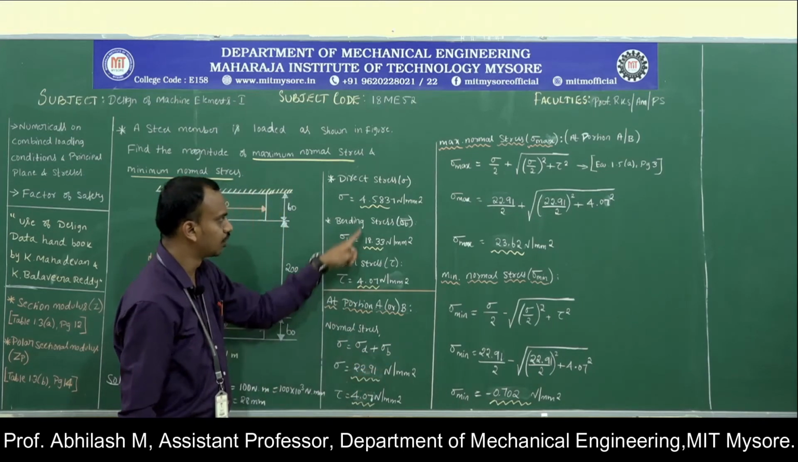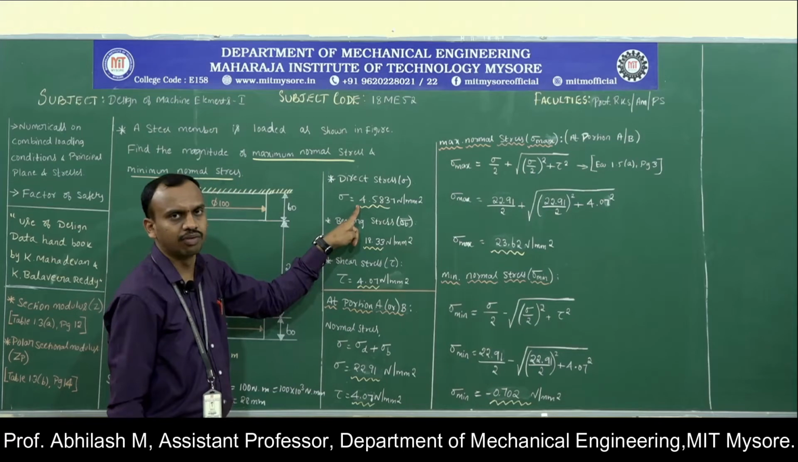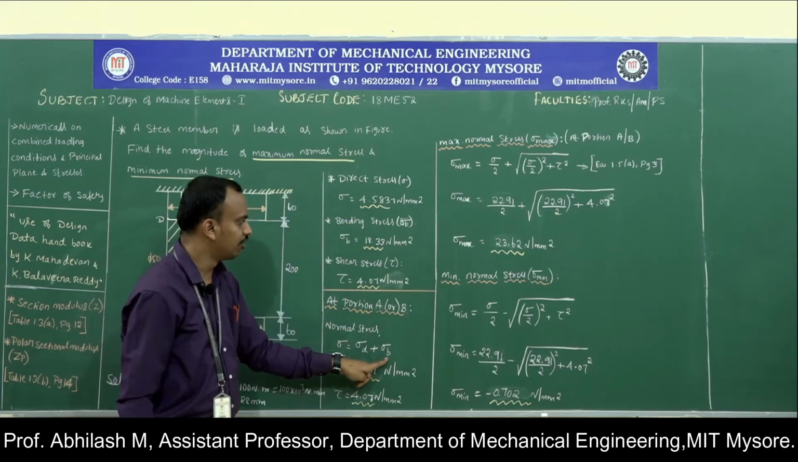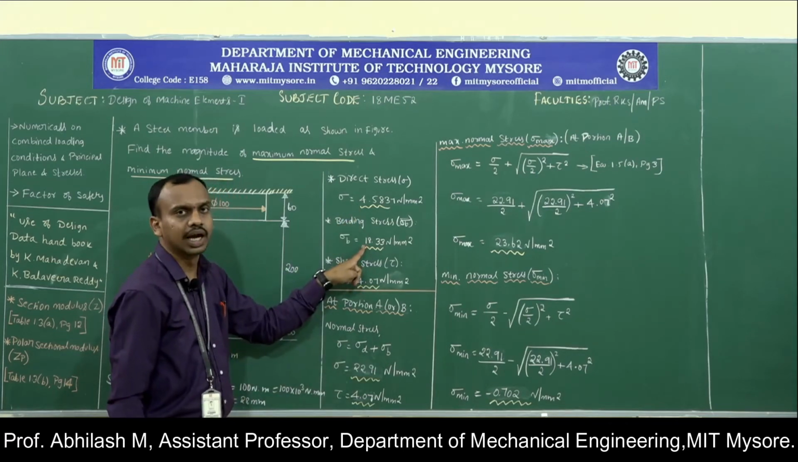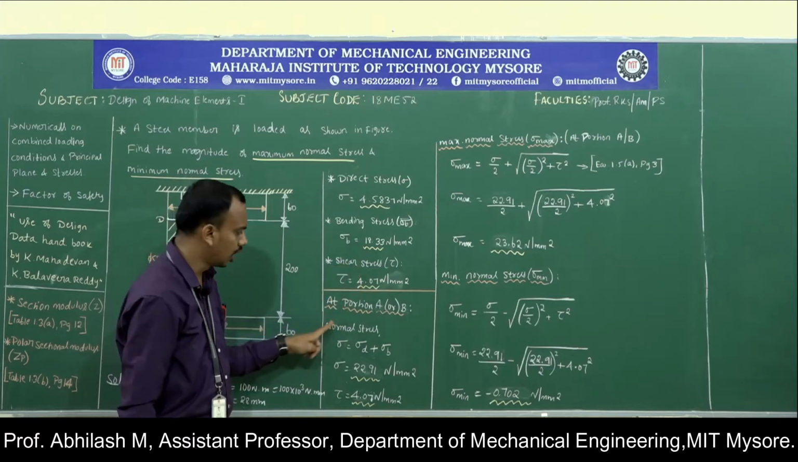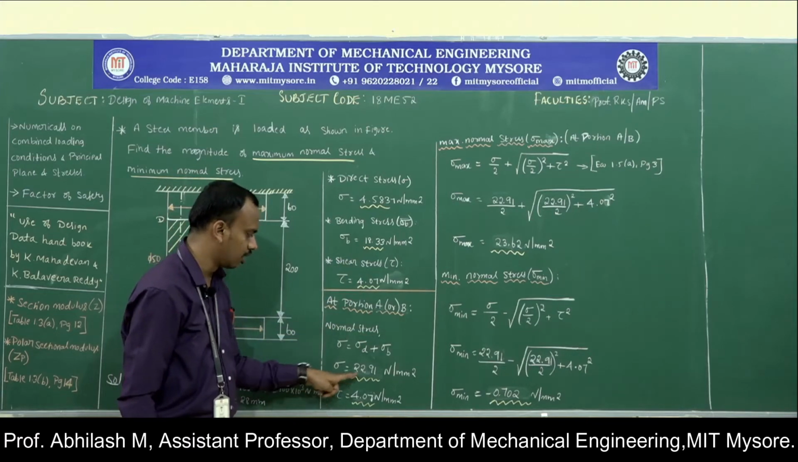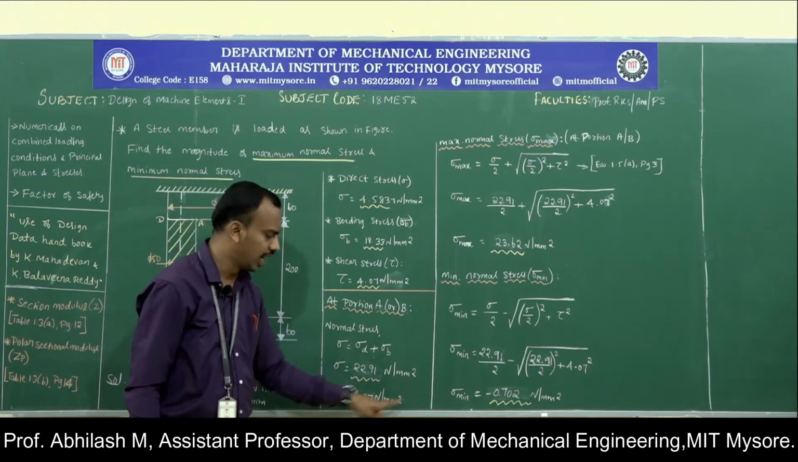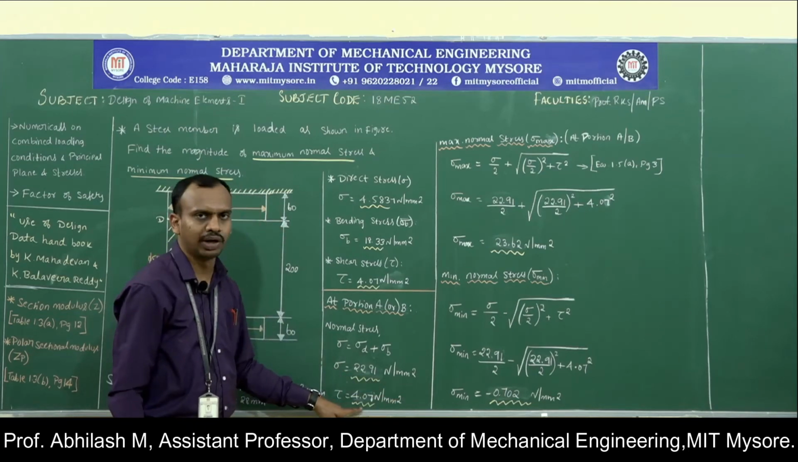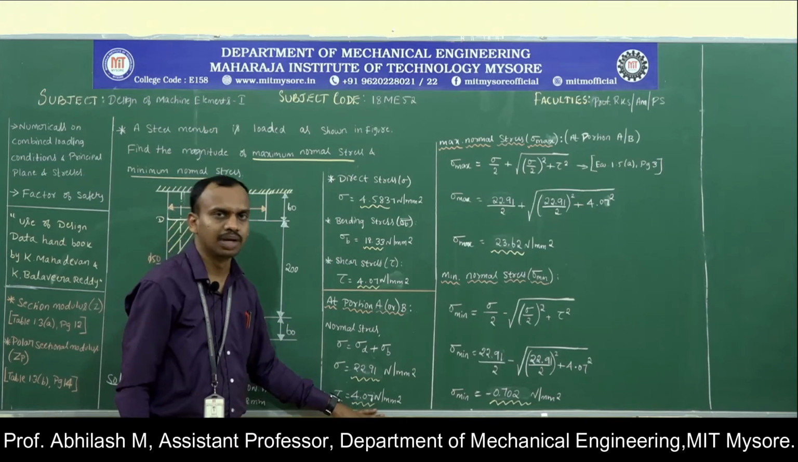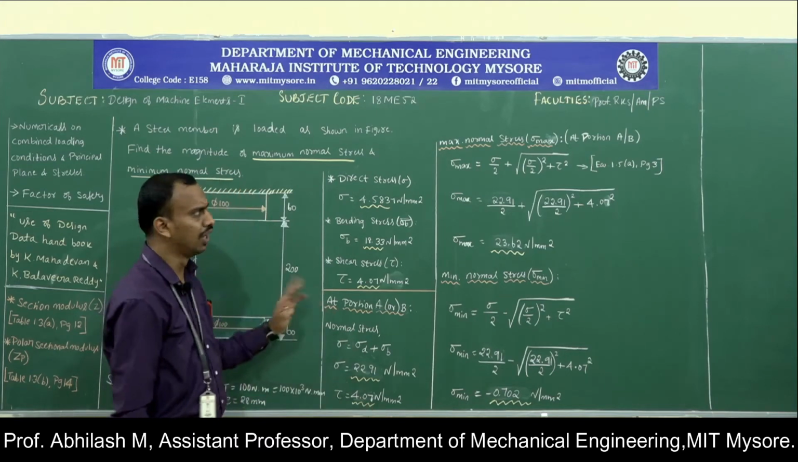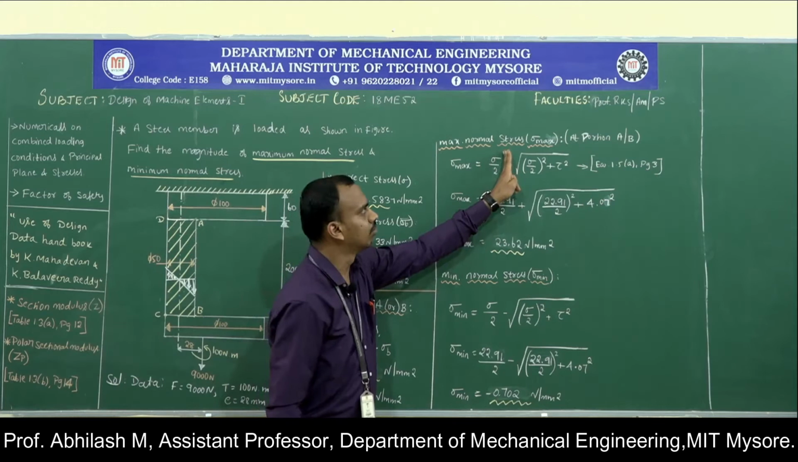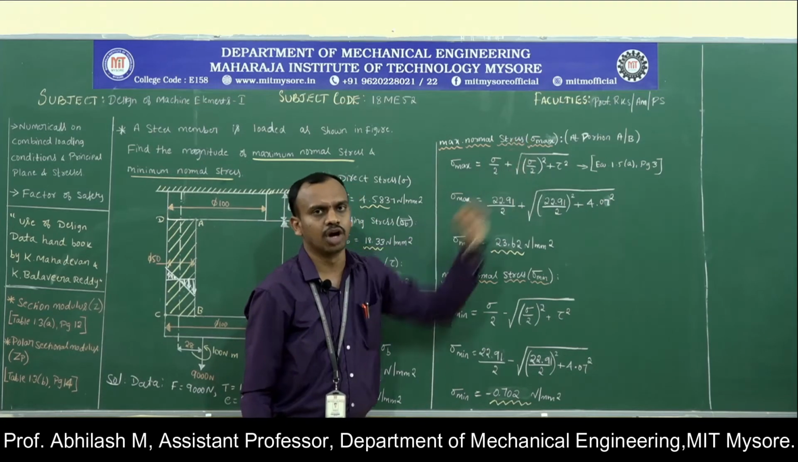So we know the direct stress value, that is 4.58 Newton per millimeter square, and we know the bending stress value, which is 18.33. So the total normal stress at the point A or B will be equal to 22.91 Newton per millimeter square, and the tau value is 4.07 Newton per millimeter square. But we are supposed to calculate the maximum normal stress and the minimum normal stress.